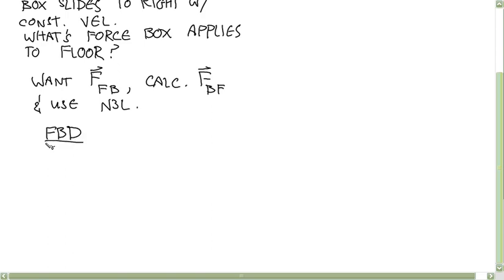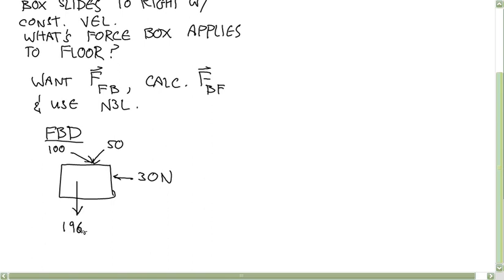Okay, so free body diagram of the box. We have the 50 newton force, the 100 newton force, the 30 newton force. We have gravity, which is 196.2 newtons. And then there's one more force. That's the force vector on the box by the ground.